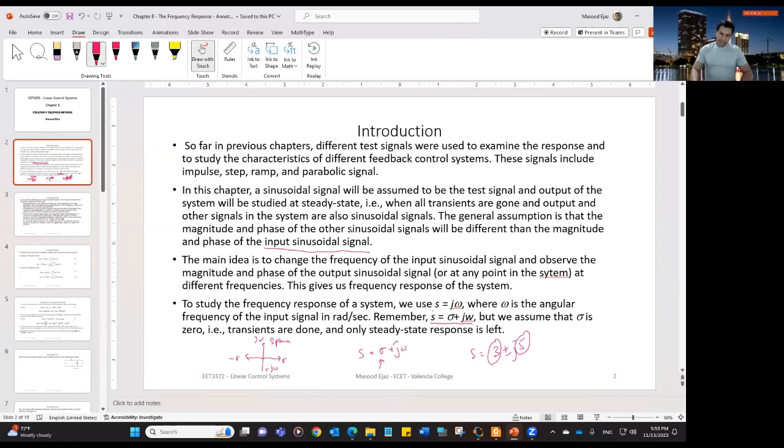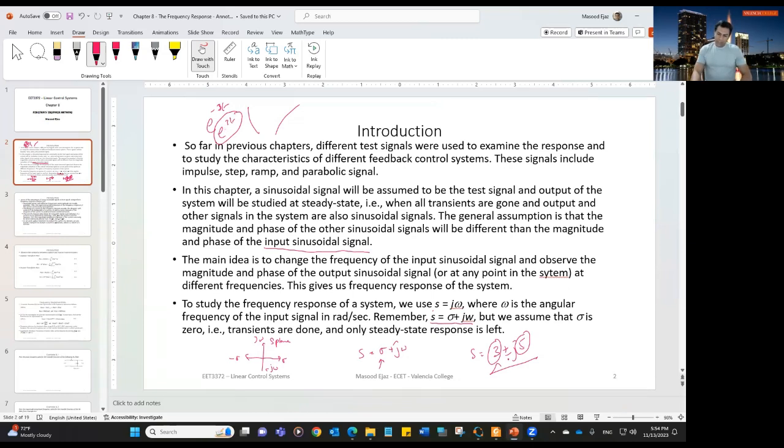Sigma is damping. It's the exponential decay or exponential increase based on where the root is located. That's the real part, which corresponds to e to the power negative 3t or e to the power positive 3t, based upon where it is located. If this root is located in the right-hand plane, it will correspond to e to the power 3t, so it will be exponentially increasing.